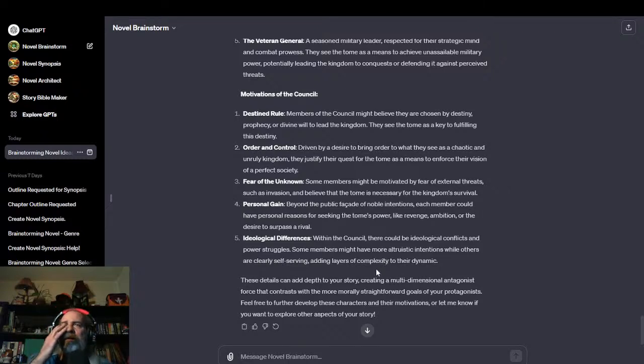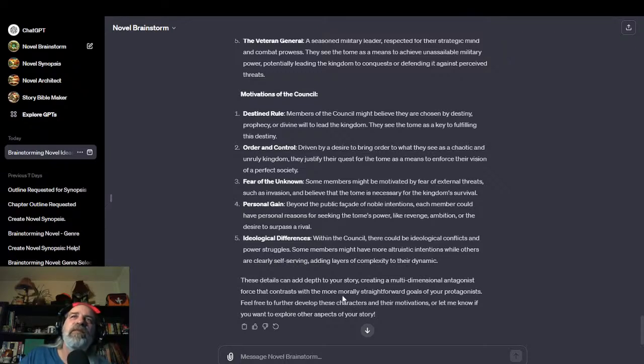These details can add depth to your story, creating a multi-dimensional antagonist force that can contrast with the more morally straightforward goals of your protagonists. Are they, though? We don't know that yet. Feel free to further develop these characters and their motivations, or let me know if you want to explore other aspects of your story.